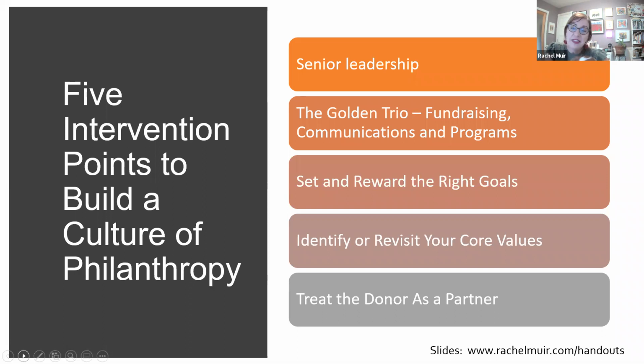But I invite you to think about, start out with everybody invited to the party on identifying core values and treating donors as partners. Super important.